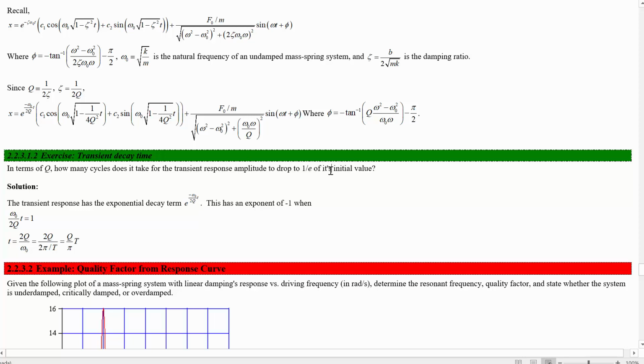How long would it take for the power to drop to 1 over e of its initial value? Well, the amplitude would have to drop to only 1 over root 2 of its starting point for the power to drop by a factor of 2, because power goes like the square of amplitude. So that means instead of setting this equal to -1, we would set this equal to -1/2, which would cancel the 2 that canceled earlier. So we would have t equal to QT over 2 pi, half of this time, to drop to half power.